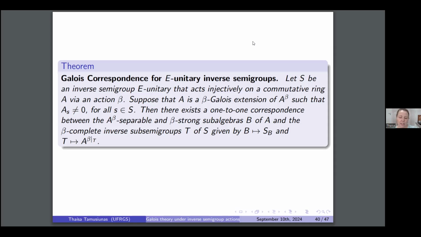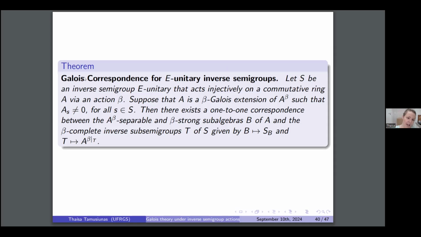So the sigma trace map is fundamental, it's very important to construct this theorem, this correspondence in a more general context. But here we are first working with unitary inverse semigroups. So now, what is this new correspondence?